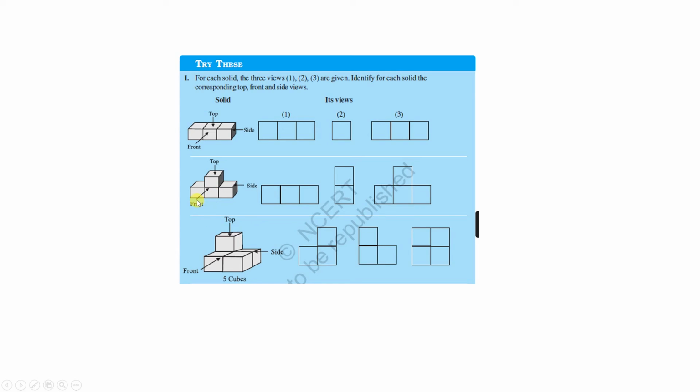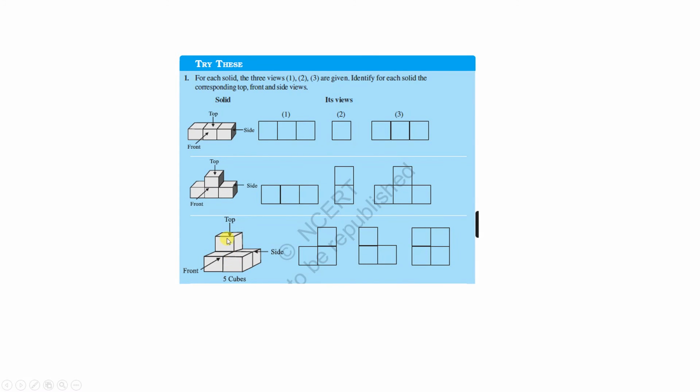Next, from the front when we see, we can see 1, 2, 3 and 4 squares, where 3 squares are put side by side and 1 square is put on the top of the middle square. So this third view is nothing but the front view for the solid. And now when we see from the side, we can see 1 and 2 squares which are put one above the other. So this second view is nothing but the side view for the solid.